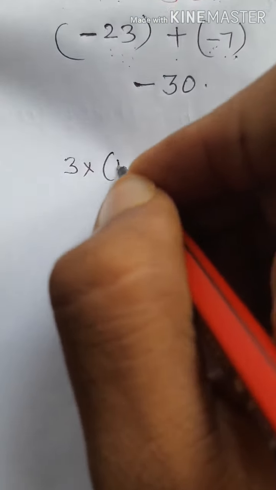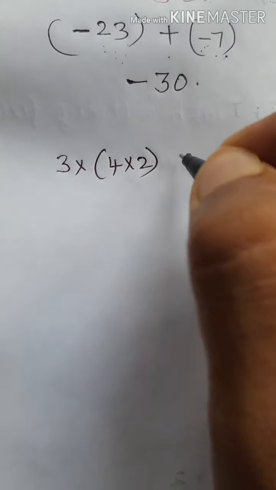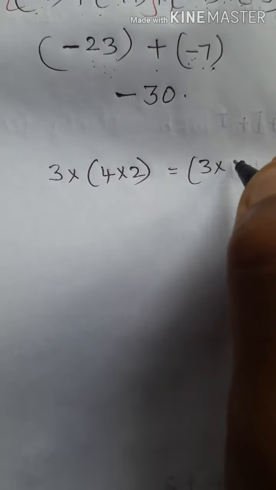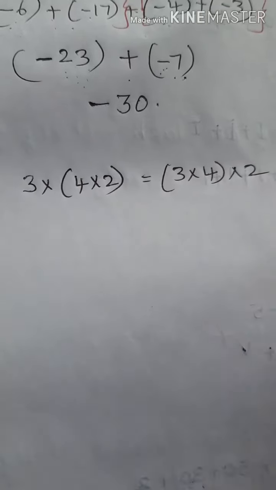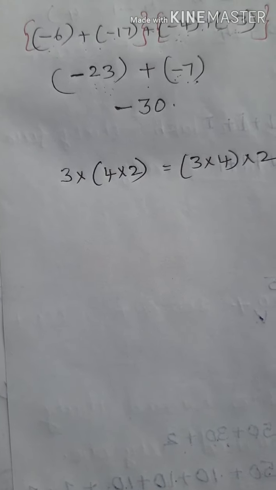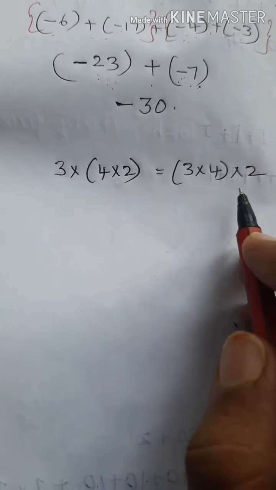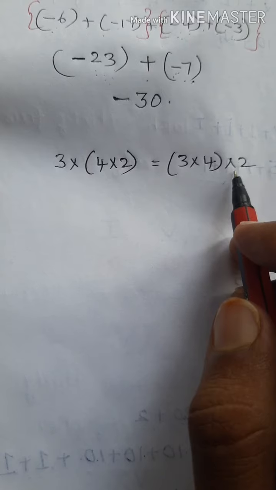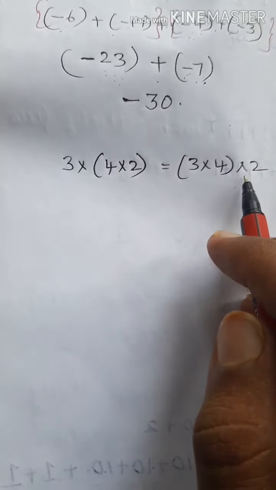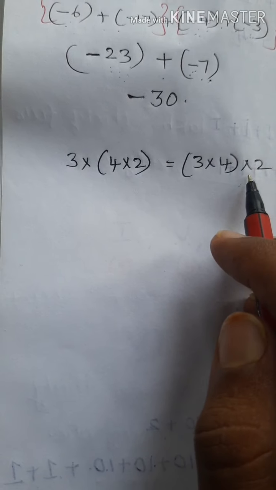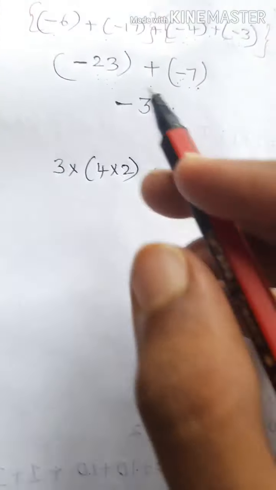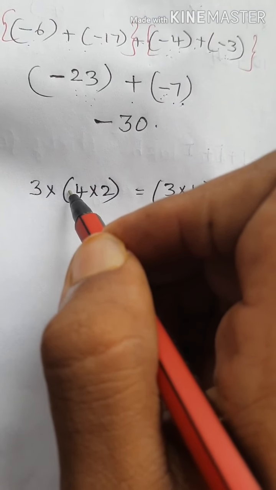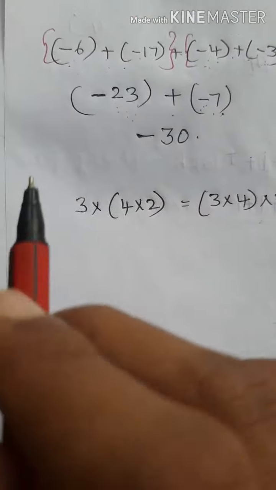3 into 4 into 2, which is equal to 3 into 4 into 2, with the brackets grouped differently. For this I want to check whether both are equal. If both are equal, then we will say that for multiplication the associative property is satisfied. Otherwise I can take minus 4 also, no problem. Okay, this is okay.